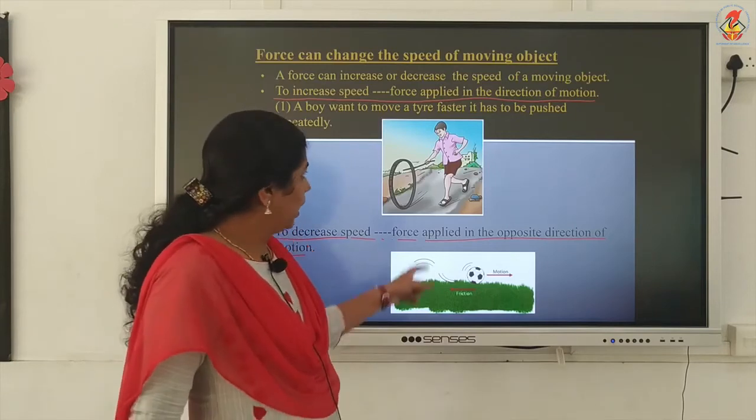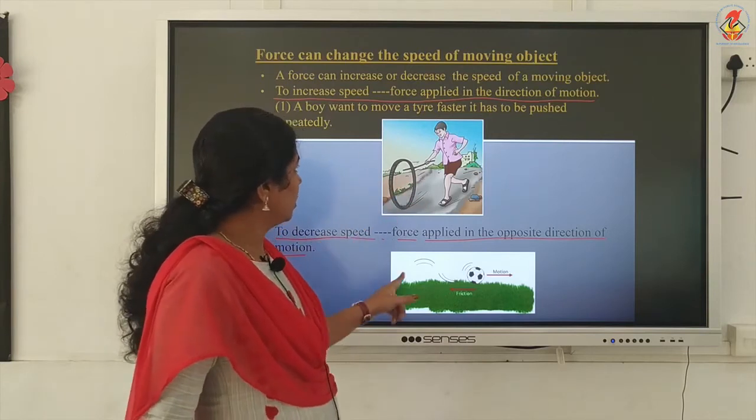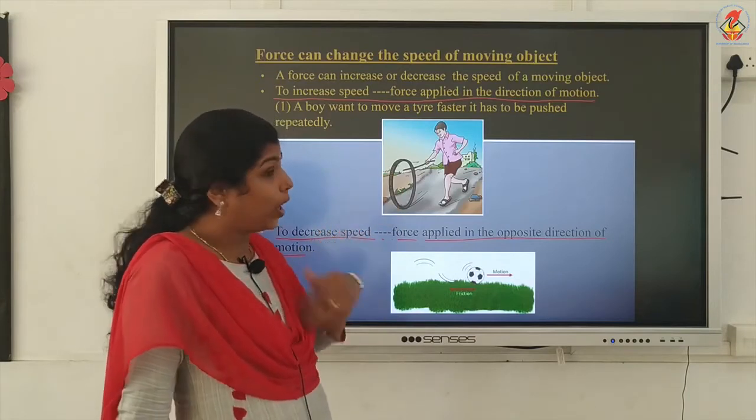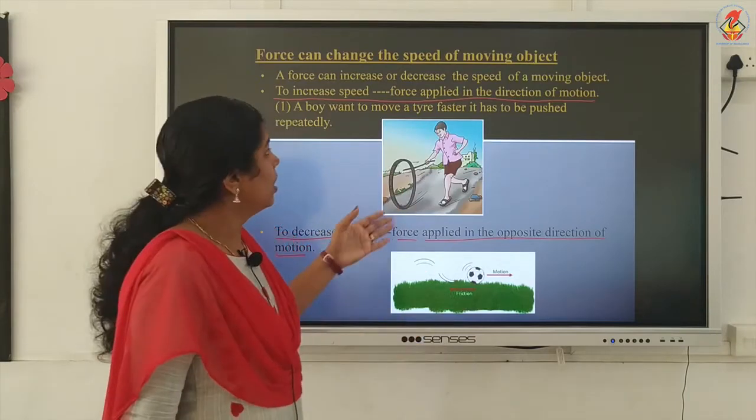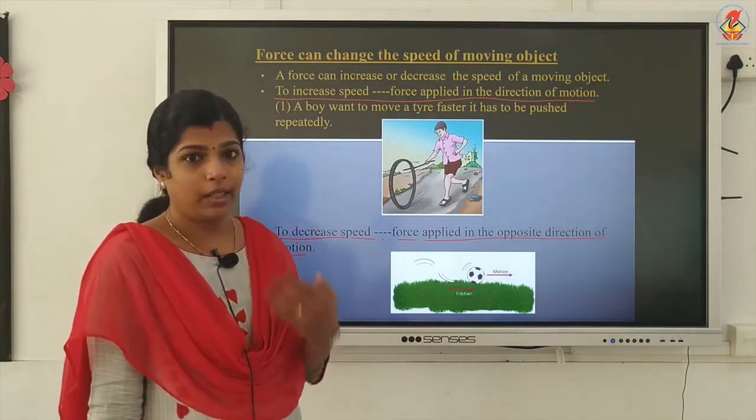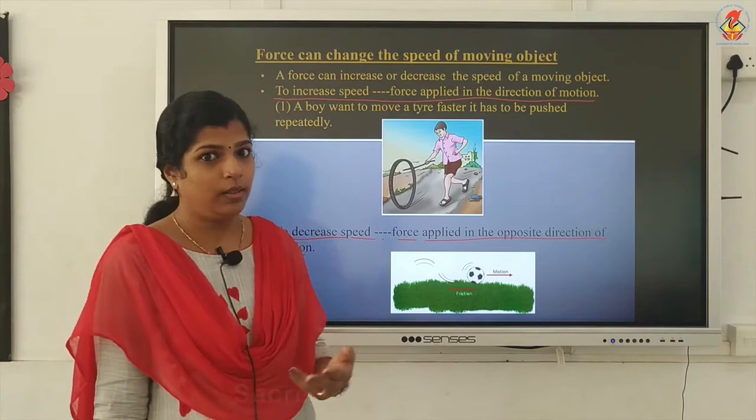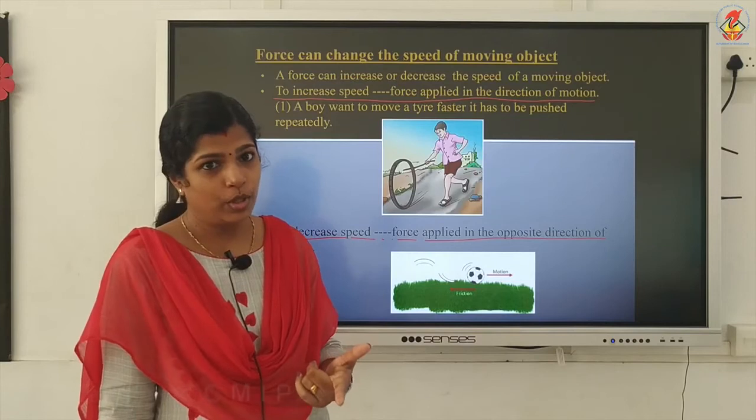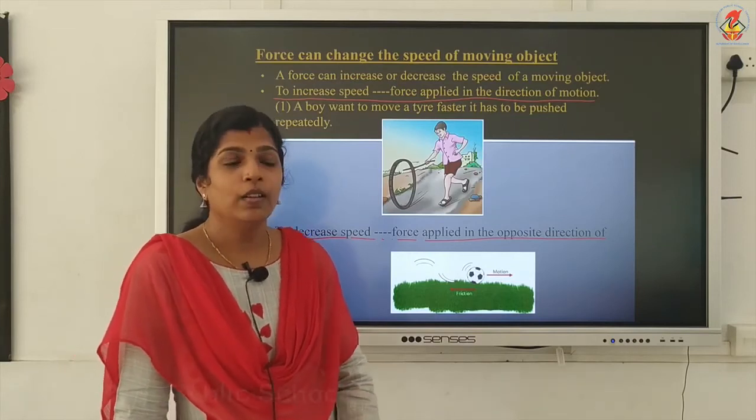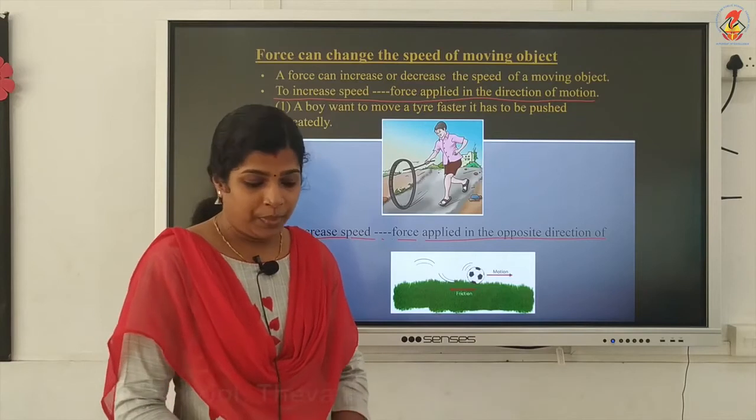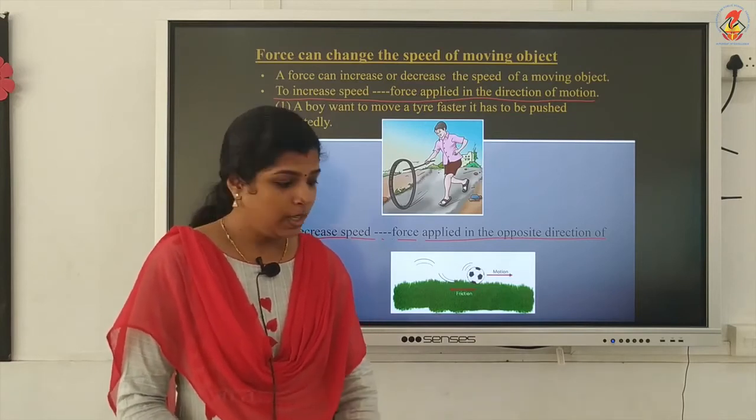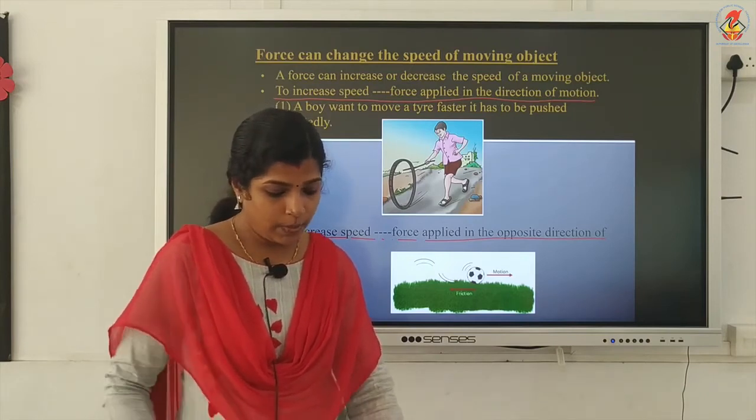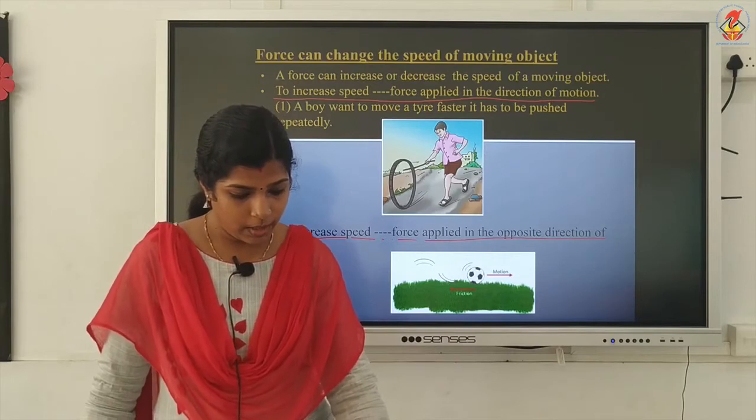Here a boy is rolling a tire. If he wants to move this tire faster, he needs to push it repeatedly. Pushing means he is applying a force. So if he pushes this tire many times, the force will increase and the speed also increases.